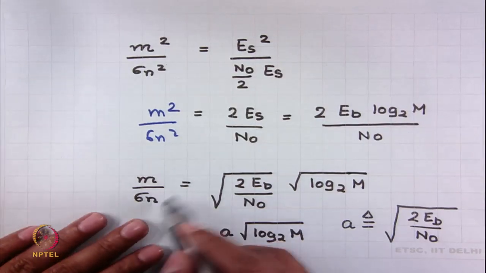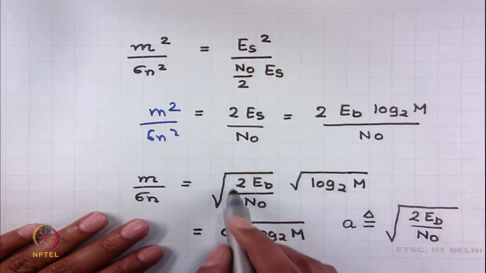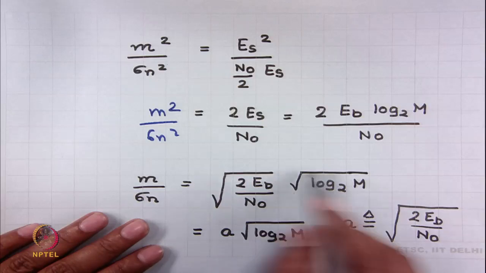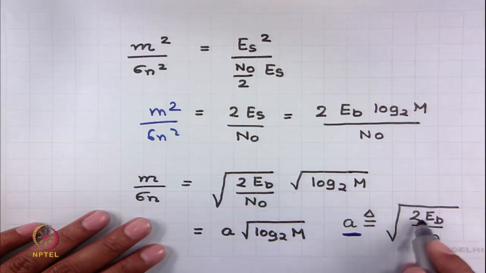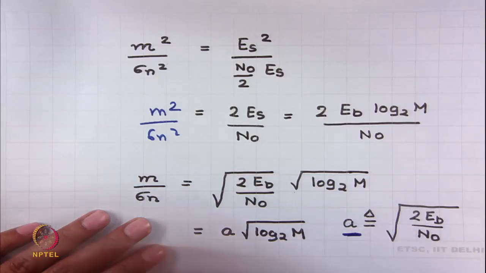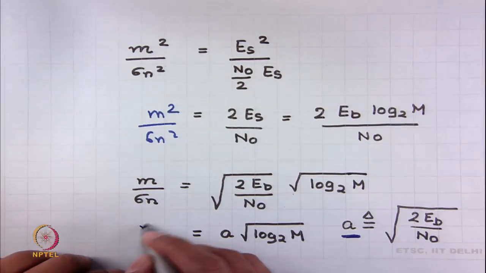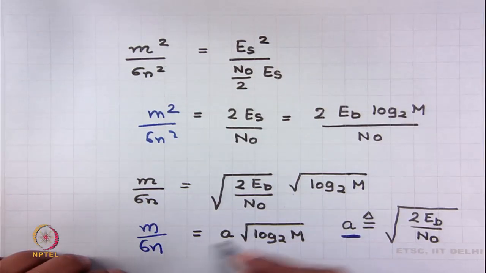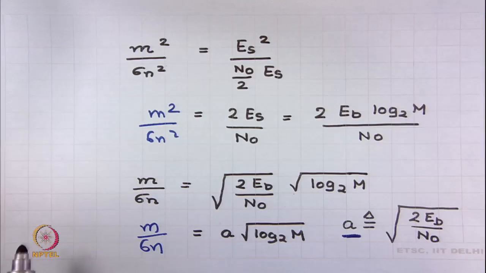M by sigma n is the square root of this thing, which is the square root of 2 Eb by n naught times the square root of log 2 m, and we define A as the square root of 2 Eb by n naught just to simplify our notations. Okay. So, we have got that m by sigma n is A times root of log 2 m, where A is square root of 2 Eb by n naught.